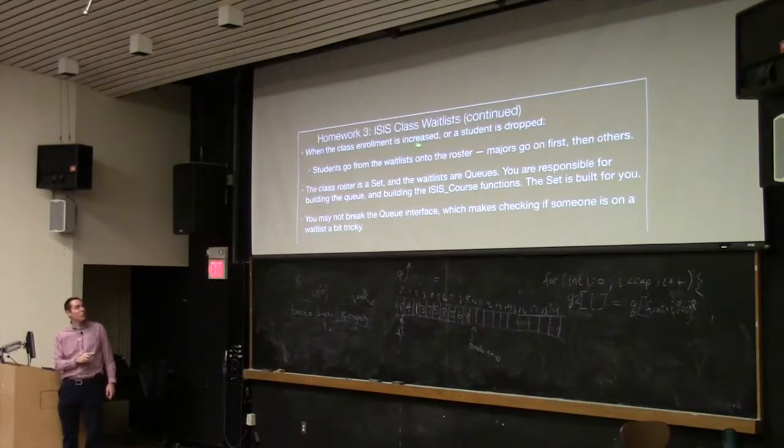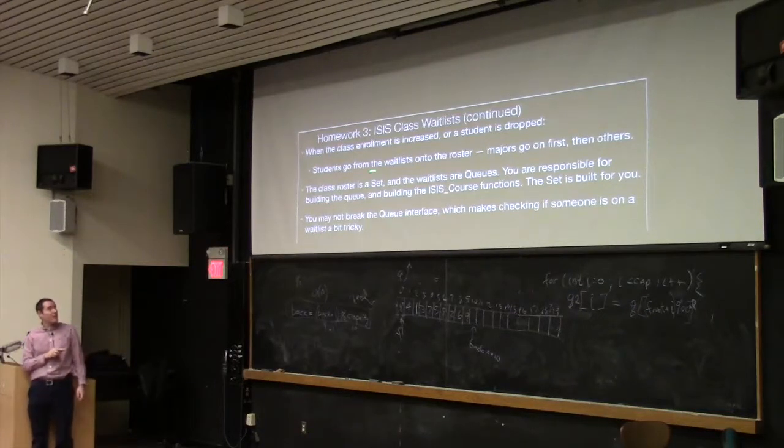When the class enrollment is increased or a student drops, as a simplification, people can come off the wait list until they get up to the enrollment. In other words, if you are in the class and it's full, and somebody says, oh, increase the capacity, people come off the wait lists in this order: the major wait list, then the other wait list. You exhaust the major wait list before going to the other wait list. Yes, if you can.